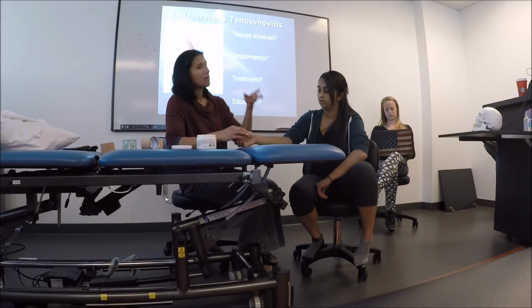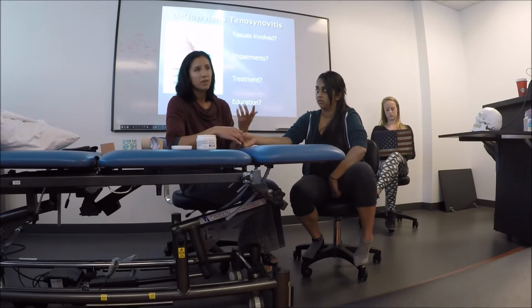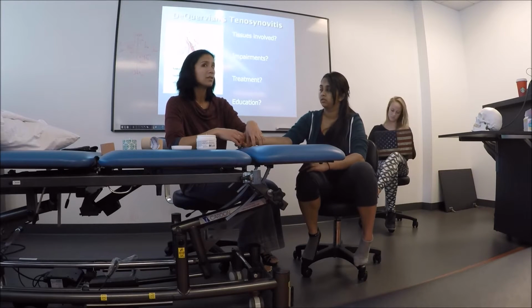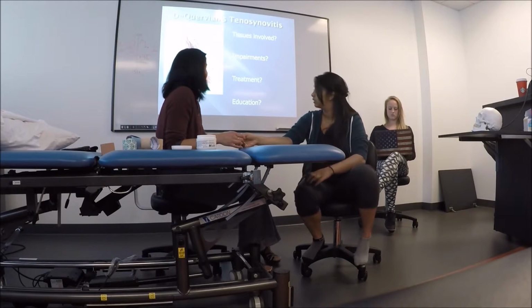So keeping in mind with all of these, your target tissue. So for De Quervain's, it's your APL, EPB; trigger finger, flexor tendons. So addressing your specific target tissue. And once you figure out that target tissue, you'll see a lot of the impairments are kind of the same. All right?